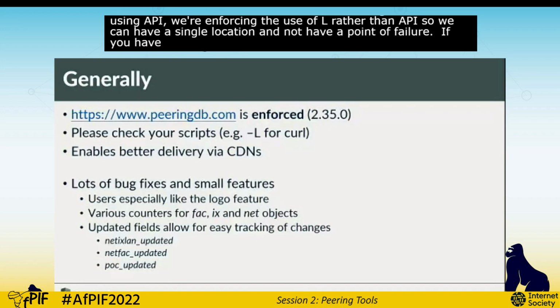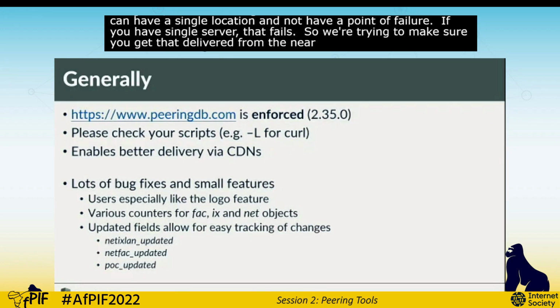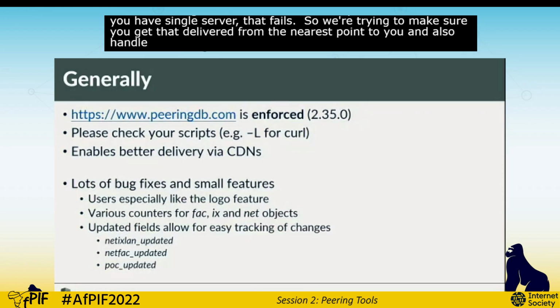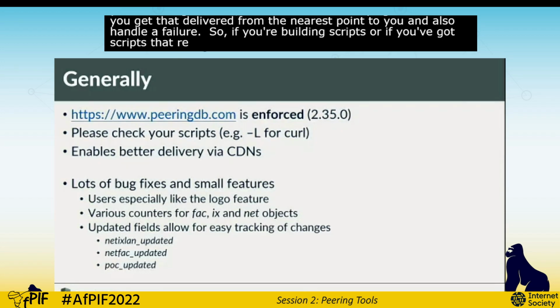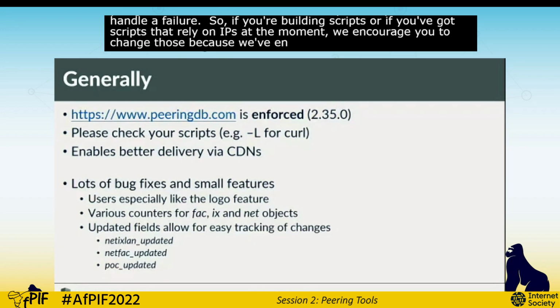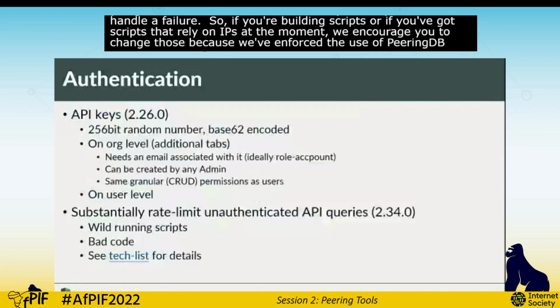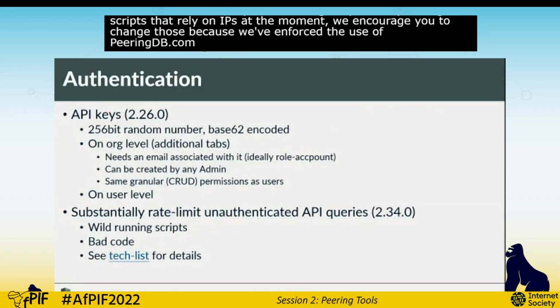So we're trying to make sure you get that delivered from the nearest point to you and also handle a failure. So if you're building scripts or if you've got scripts that rely on IPs at the moment, we encourage you to change those because we've enforced the use of PeeringDB.com from version 2.35.0. Similar for authentication.